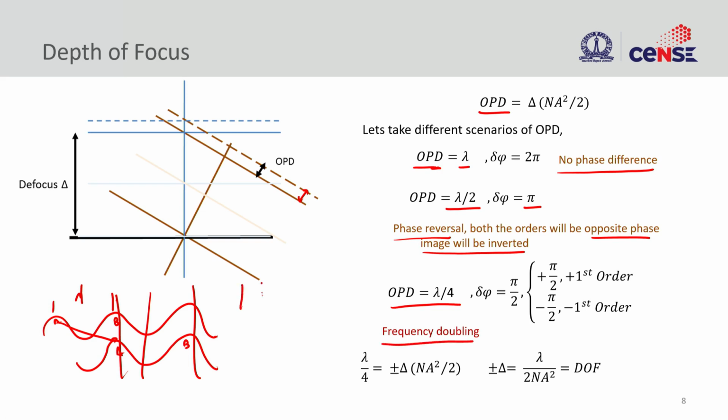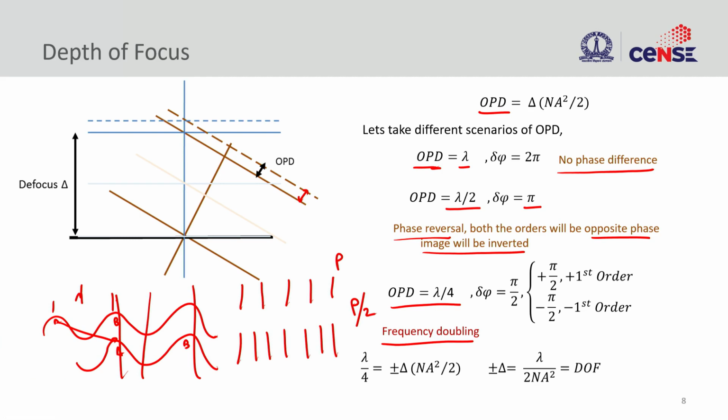What I mean by frequency doubling is you have a pitch of P, let's say, and when you image this, you will get frequency doubling, that will be P over 2. So you can decrease your pitch by using this kind of patterning. The frequency actually doubles. So in that case, let me correct this, and this should be something like this.